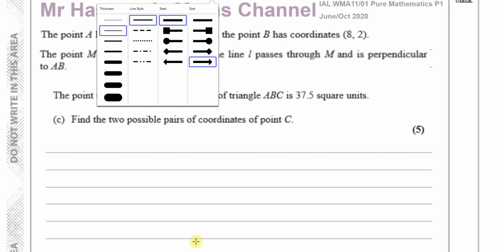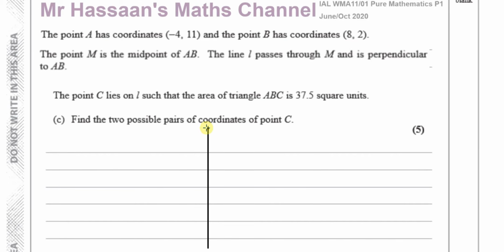I'm going to draw my x-axis. Is that straight? I think so. And a y-axis. That's my y-axis, my x-axis. And I'm just going to mark these points A and B. So A is minus 4, 11, so I'll just put it somewhere over here. And you have the coordinates of B, 8, 2, somewhere over here. So let's say that's A and that's B. So that's minus 4 and that's 8 and that's 2 and that's 11.